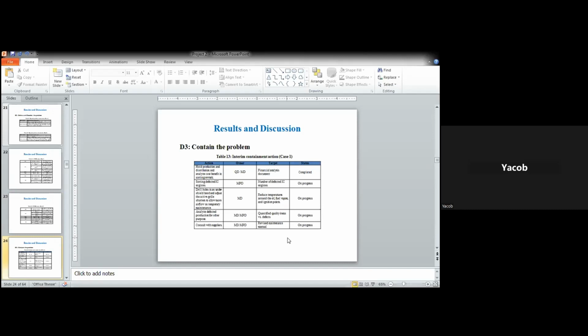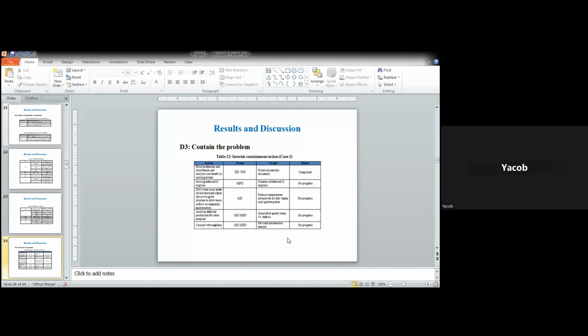the containment action, or the interim containment action, is what we try to give. The first action will be to stop production and distribution and analyze the cost benefits of rework. This will be done by the quality and maintenance departments, and the financial analysis document is completed. The second one is sorting the defected IC engines. This will be done by the manufacturing and production department. Here, the target will be the number of defected IC engines.